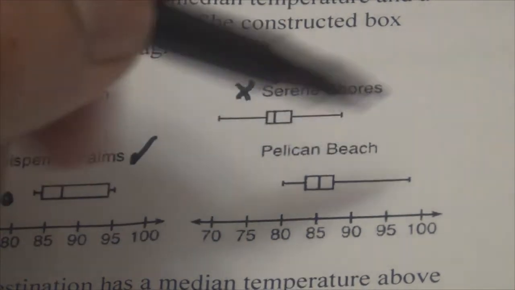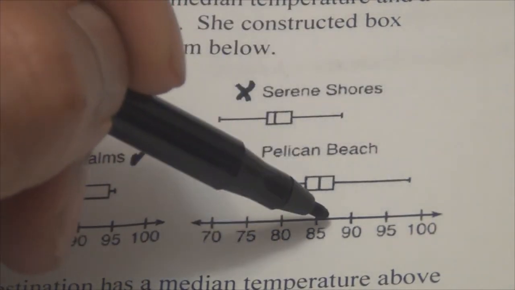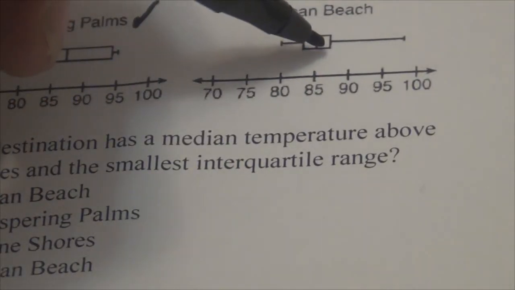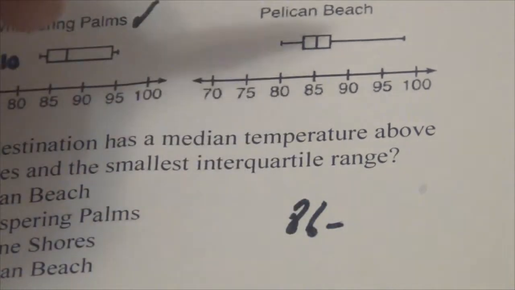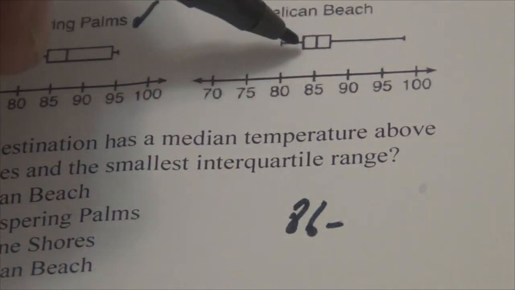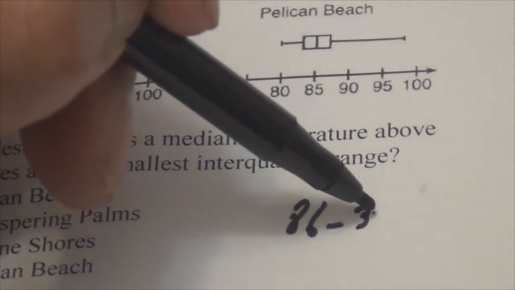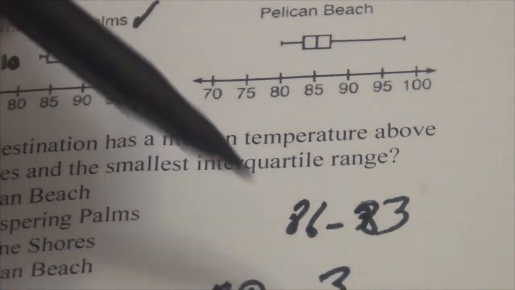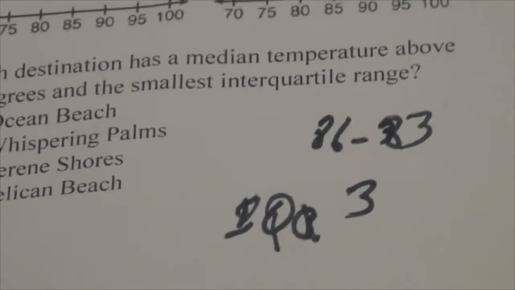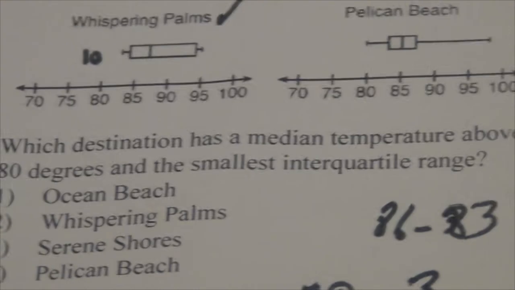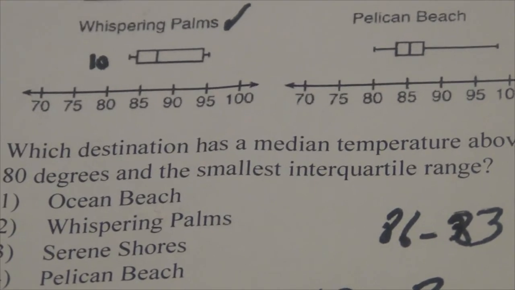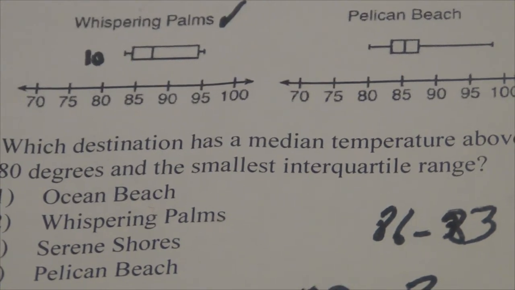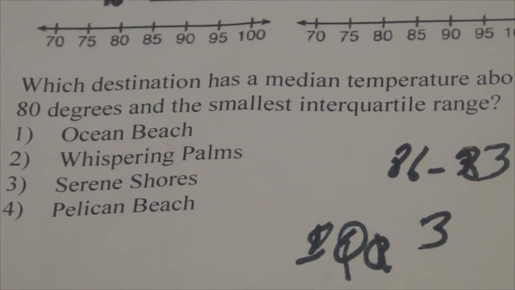But let's take a look at the interquartile range. The Q3 here is around 86, and Q1 here is around 83. So the IQR is 3. So high median temperature and a very small interquartile range. You have to have high and small.